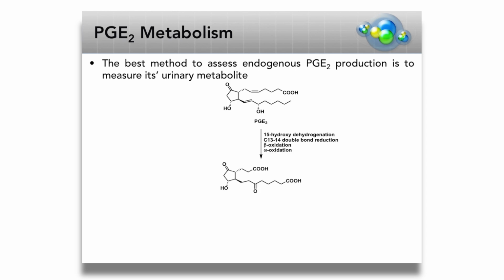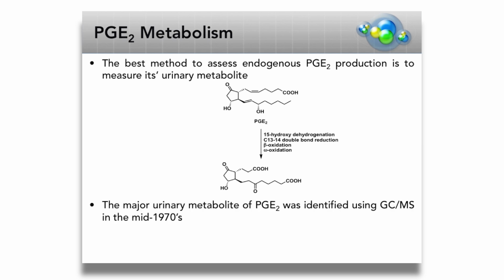Shown here is the metabolism pathway of PGE2. As I mentioned, the first step is reaction with 15-prostaglandin dehydrogenase. This converts the hydroxy group at the 15 carbon to a keto group. The double bond is reduced, and the molecule undergoes beta oxidation as well as omega oxidation to yield the metabolite shown here. Now, this metabolite was identified in the early 1970s, and a method to quantify this molecule using gas chromatography mass spectrometry was reported in the mid-1970s.